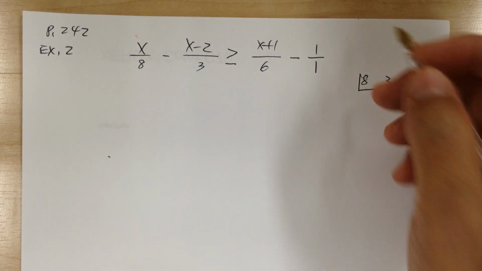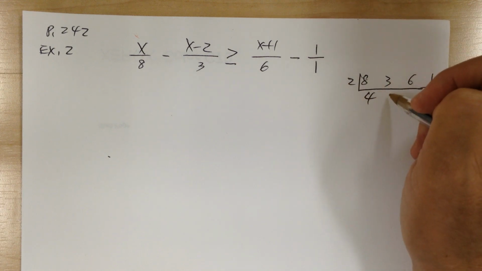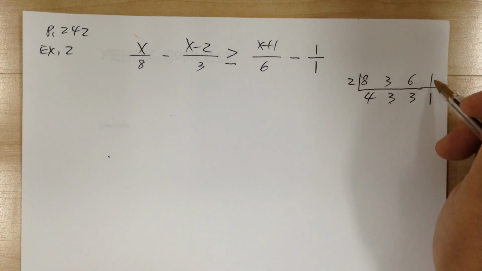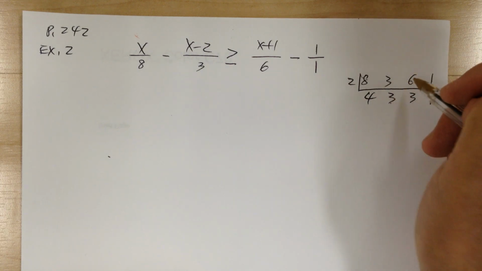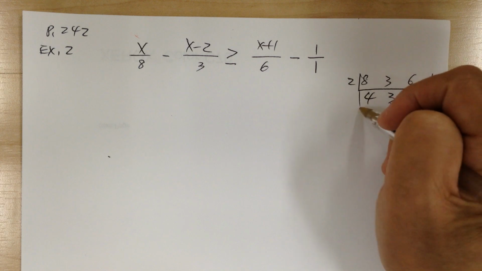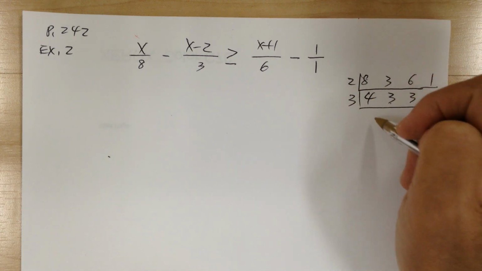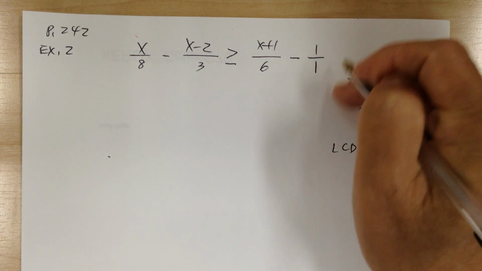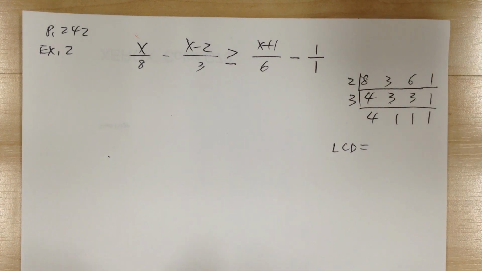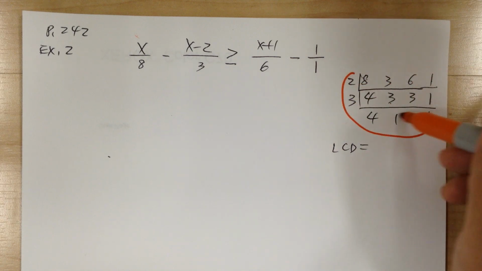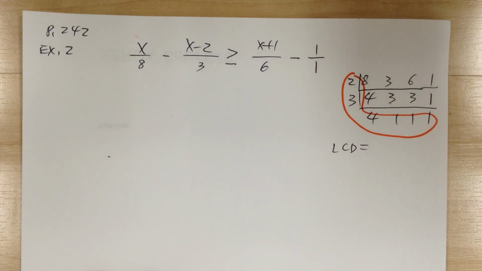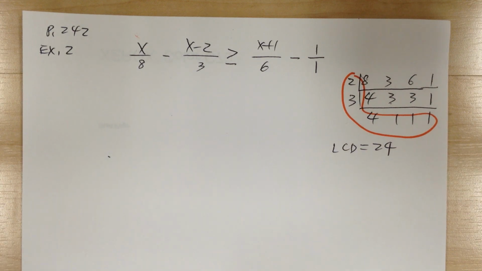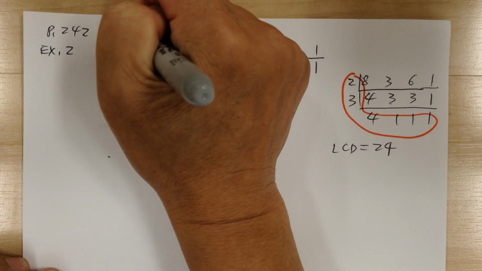You have two even numbers, so you can divide by 2, and it'd be 4, 3, 3, 1. Again, if you cannot divide, you leave it alone, but you have to have at least two numbers that can divide. Now you can divide by 3, so you get 4, 1, 1, 1, and that's it. So your LCD will be all this together. That's your LCD right over here, so your LCD is equal to 24. So I'm going to multiply by 24.